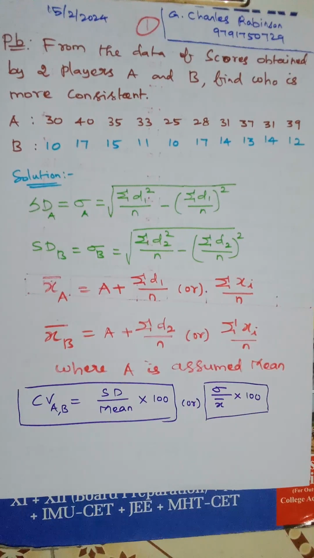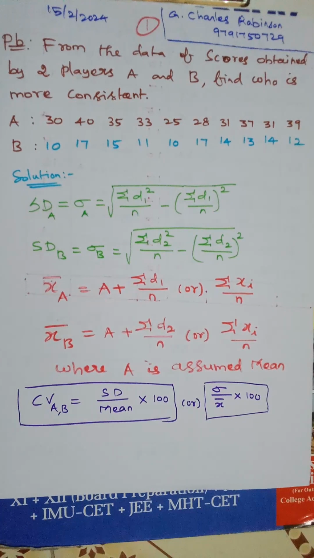So let us choose the problem from the data of scores obtained by two players A and B. Find who is more consistent. We are given both A and B 10 values. Using these 10 values, we are going to find who is the more consistent player.